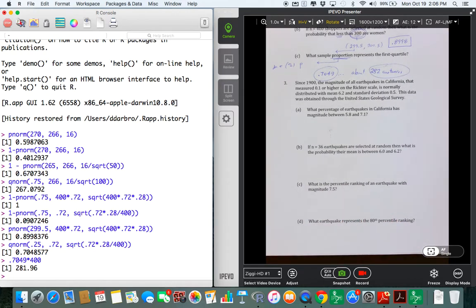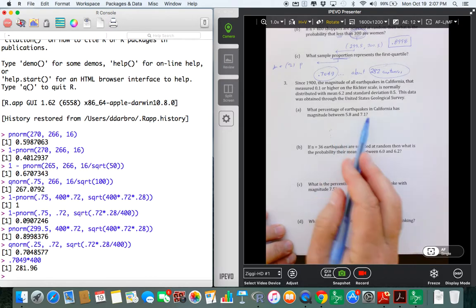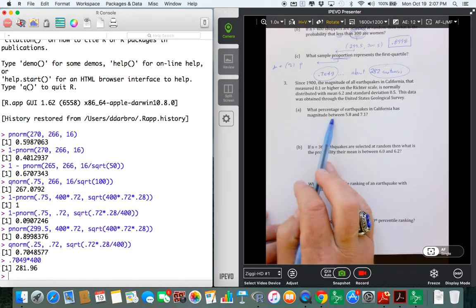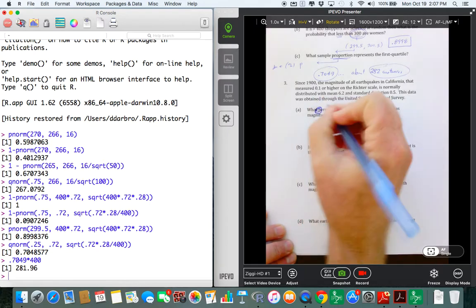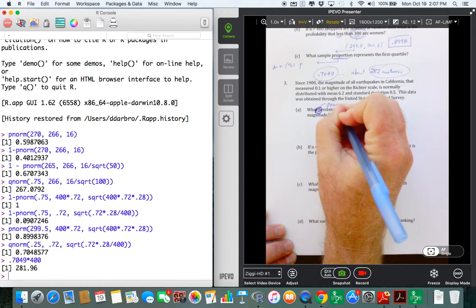All right, gang. Number 3. In 1990, the magnitude of all earthquakes in California that measured 0.1 or higher on the Richter scale was normally distributed with mean 6.2, standard deviation 0.5. Wow, I even give you a source. All right, gang, so what percentage of earthquakes has magnitude between here? So we're looking at percentage, right? So we know we're going to use P norm.